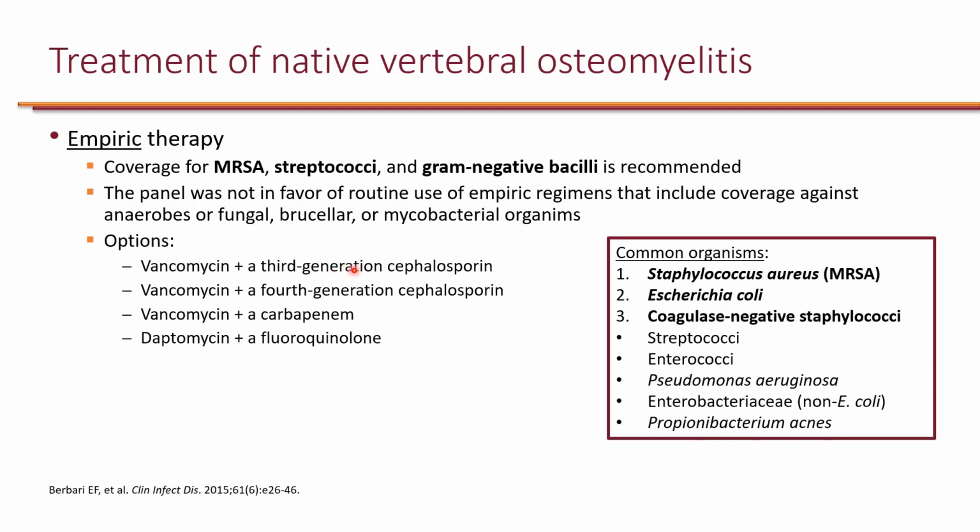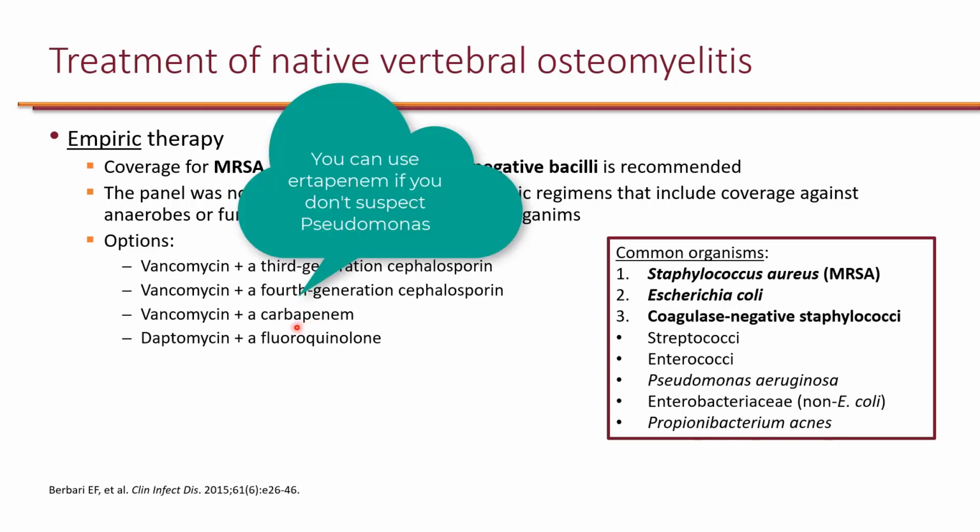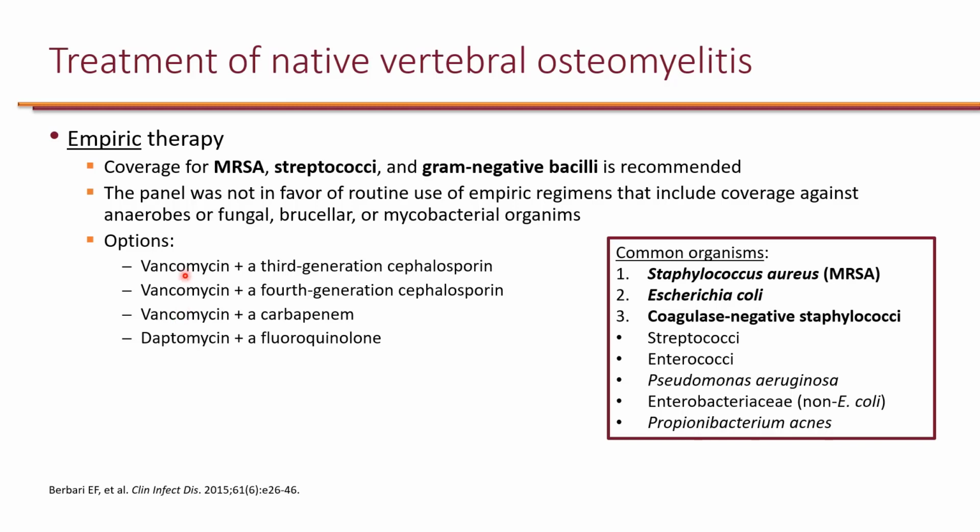Now, if you suspect that your patient can actually have Pseudomonal infection, then vancomycin plus a fourth generation cephalosporin like cefepime would be recommended, unless you're using ceftazidime as a third generation cephalosporin, which would cover Pseudomonas empirically. And of course, if you suspect multi-drug resistant Pseudomonas in your patient, then your option would be a carbapenem, with the exception of ertapenem, because ertapenem does not cover Pseudomonas. And for those who have anaphylactic beta-lactam allergy, we can replace beta-lactams with a fluoroquinolone, and those who cannot tolerate vancomycin can receive daptomycin instead.